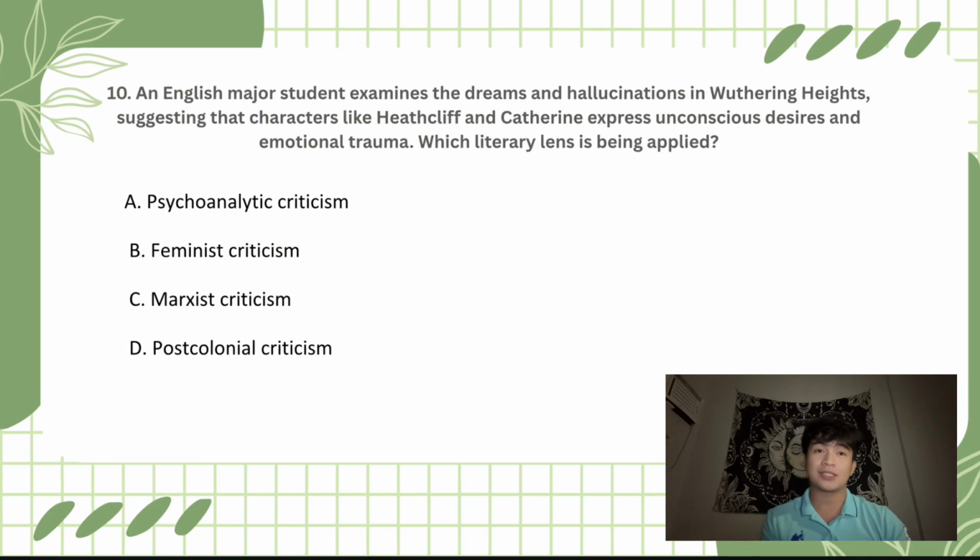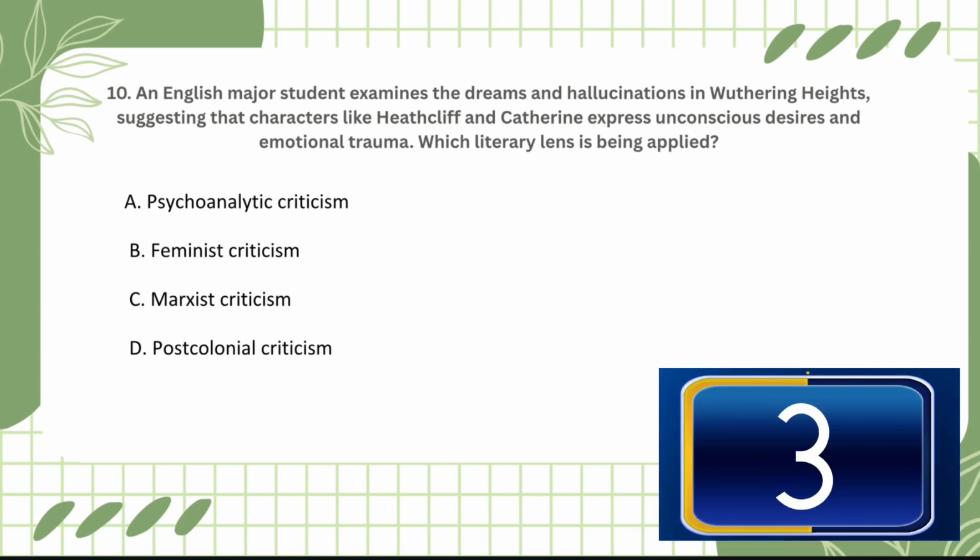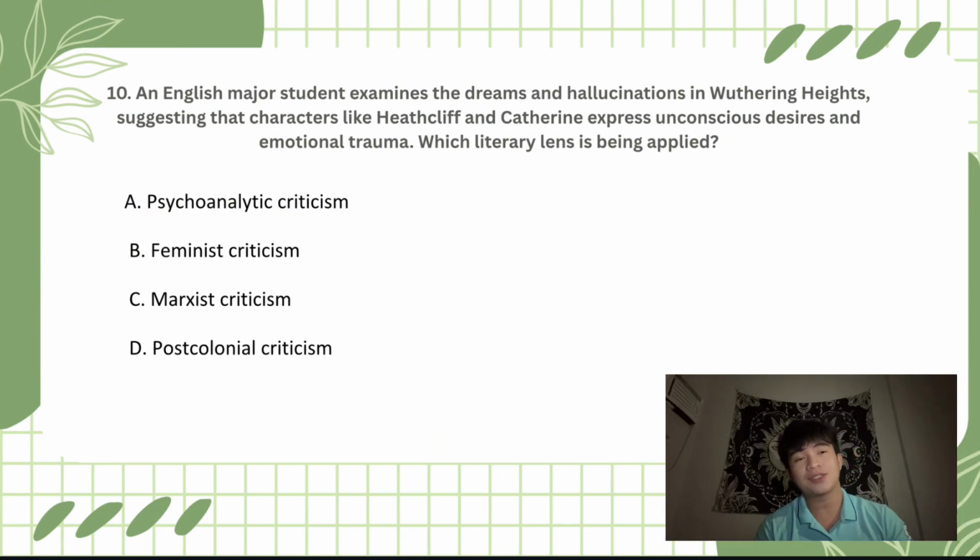And for our last question, an English major student examines the dreams and hallucinations in Wuthering Heights, suggesting that characters like Heathcliff and Catherine express unconscious desires and emotional trauma. Which literary lens is being applied? A. Psychoanalytic criticism. B. Feminist criticism. C. Marxist criticism. D. Post-colonial criticism. The correct answer for this question is letter A, psychoanalytic criticism.